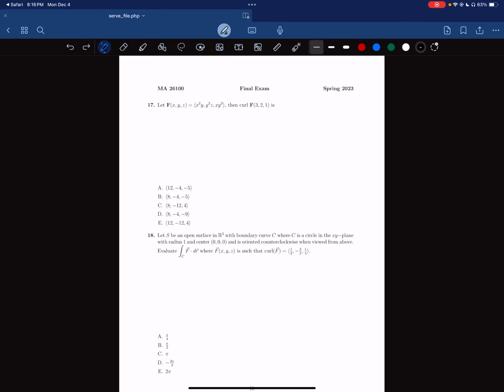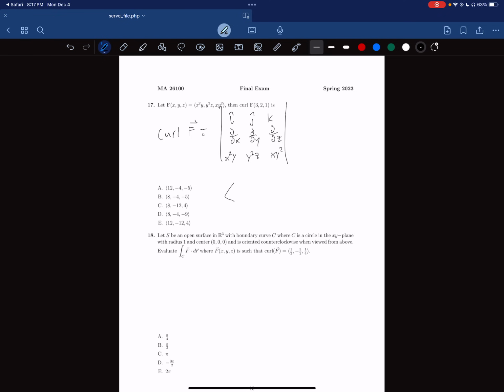let f of x, y, z equal x squared y, y squared z, x squared y, then curl f at 3, 2, 1 is what? Okay, we basically know that the curl of f is given by the determinant of i, j, k, del x, del y, del z, of the components. Make that more like a z. Okay, hopefully I wrote those out right, and then we would take the determinant of that.